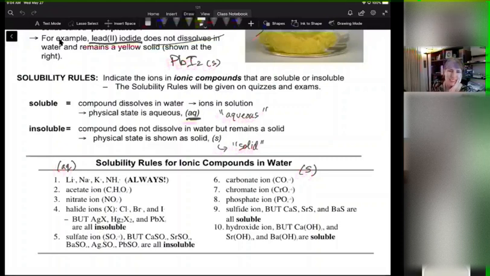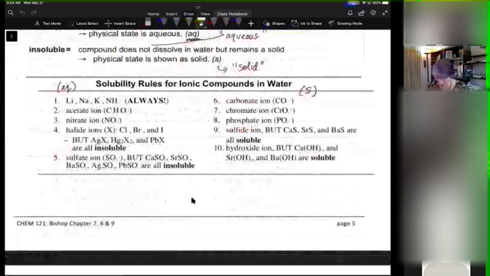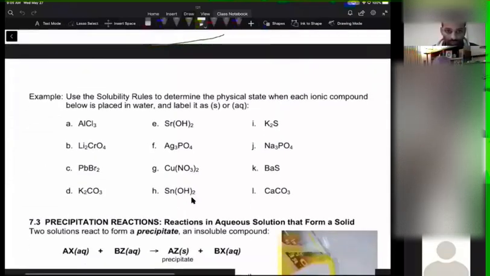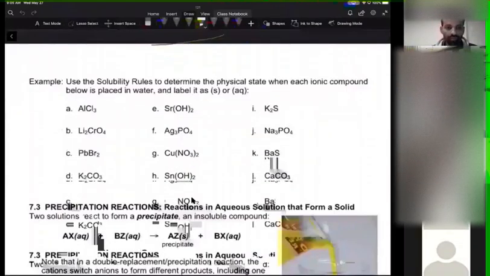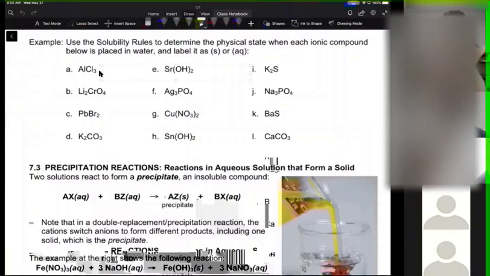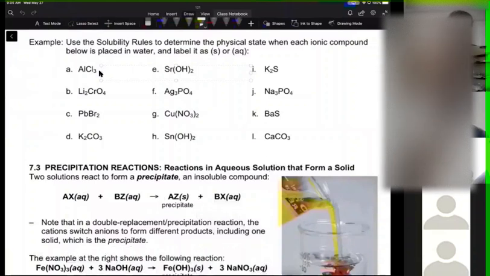So let's see. The important part is that if you find your ion in the ionic compound on the left side, it will be aqueous. If you find it on the right side of the solubility rules, it will be solid. I can't show all of these on here at once, but we want to write whether it's solid or aqueous for each compound. So we looked at aluminum, and I'm going to use this one so that I can see it, even though it's not on screen.